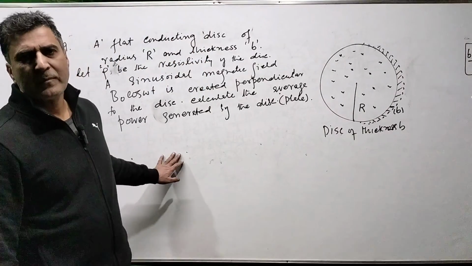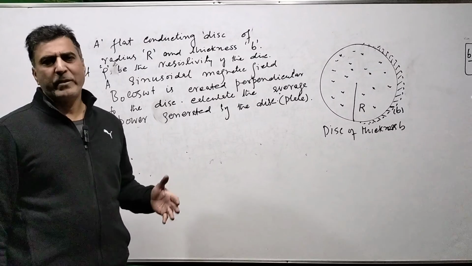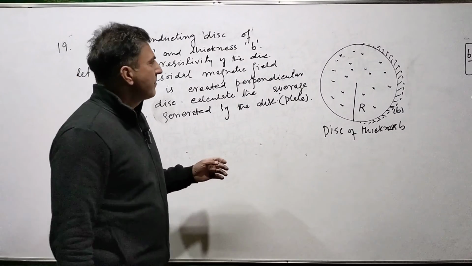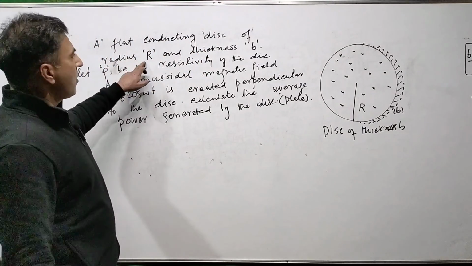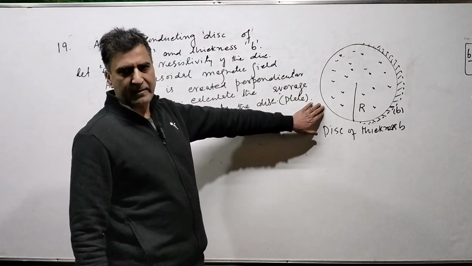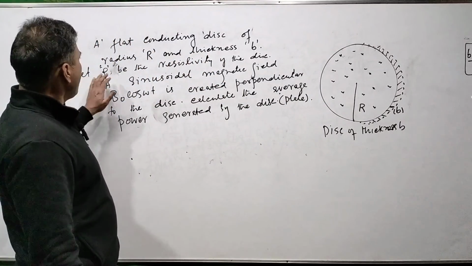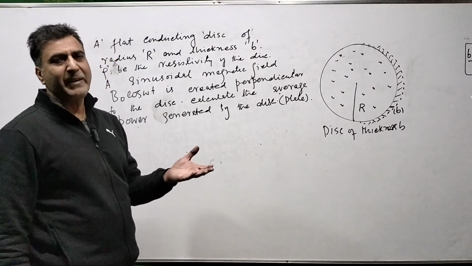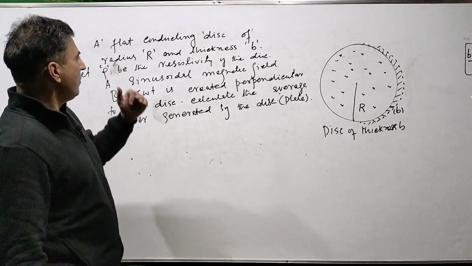Hello students, here I have come up with one more challenging problem in electrodynamics. The problem is like this: a flat conducting disk of radius r and thickness b. Let rho be the resistivity of the disk. Every element has a resistivity. Let this disk have a resistivity of rho.